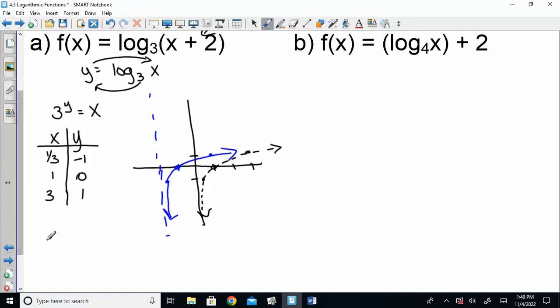What is the domain of this? What's my range? Your range will always be everything on this. Your domain may get shifted. Is that one okay?